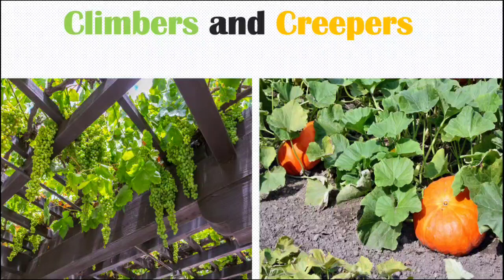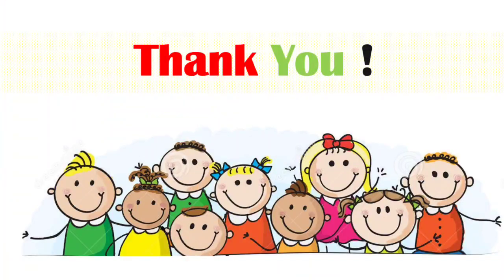Creepers and climbers. Creepers have very weak stems. They go spreading on the ground. Climbers too have a weak stem and they take support of a tree or a wall to climb up to get proper sunlight. They take support to stand erect and grow. Examples of climbers and creepers are grape plants and pumpkin plants.